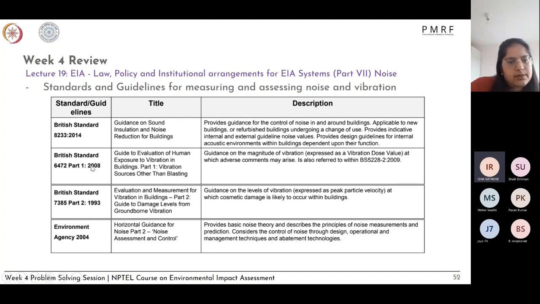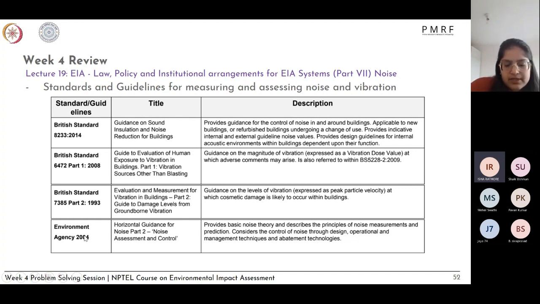Yes, and then another British standard on the evaluation of human exposure to vibration in buildings and vibration sources other than blasting. So it looks at the magnitude of vibration and provides guidelines around it. And then the second part, which is again a guide to damage levels from ground-borne vibration. So again, vibration from the ground, which can cause damage to the building. So it is looking at those damage levels.